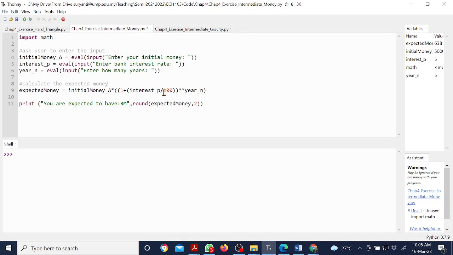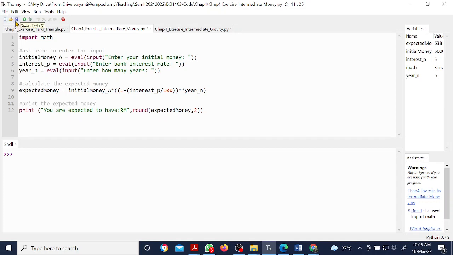And then all of this in the bracket will be raised to the power of year_N. After that I'm going to print my output, print the expected money.